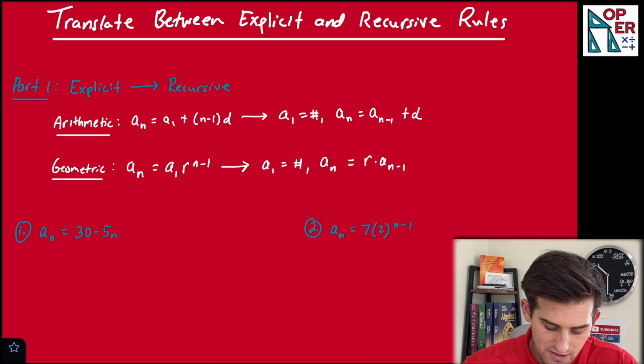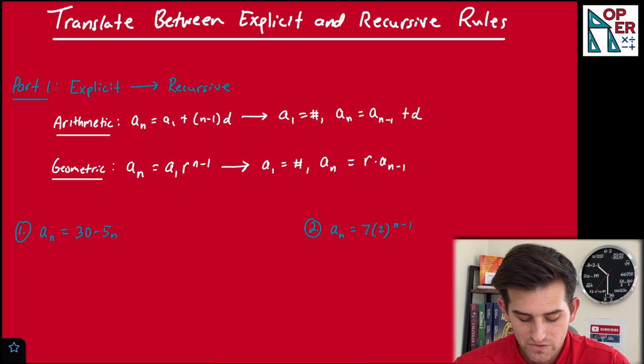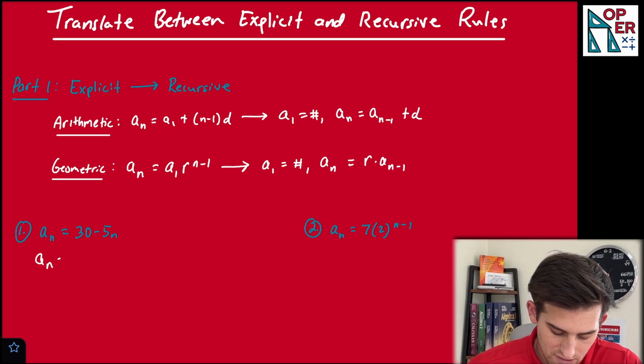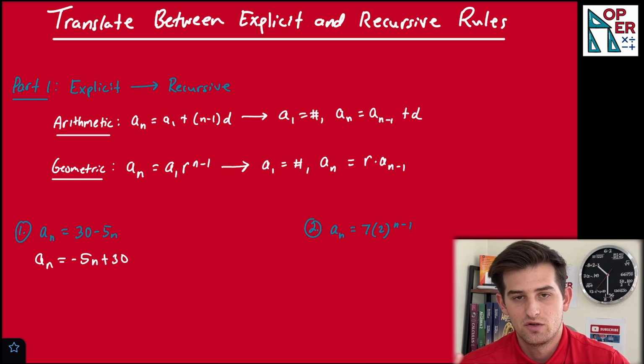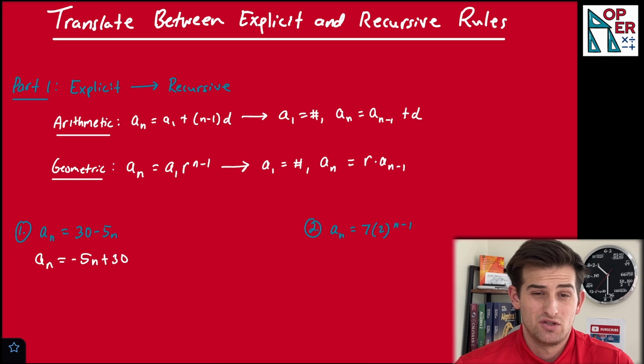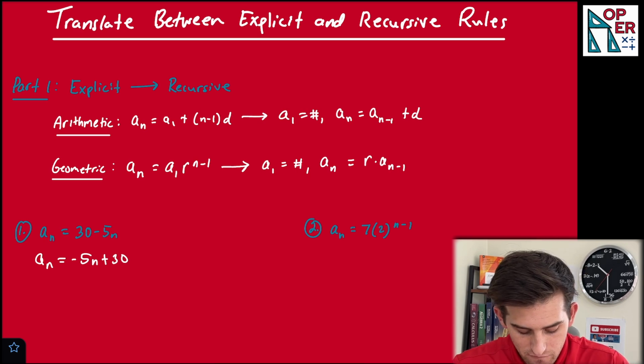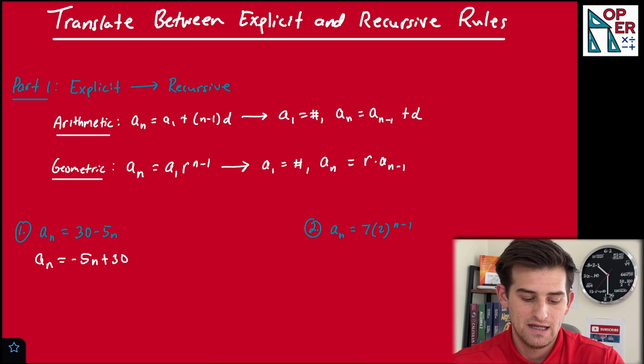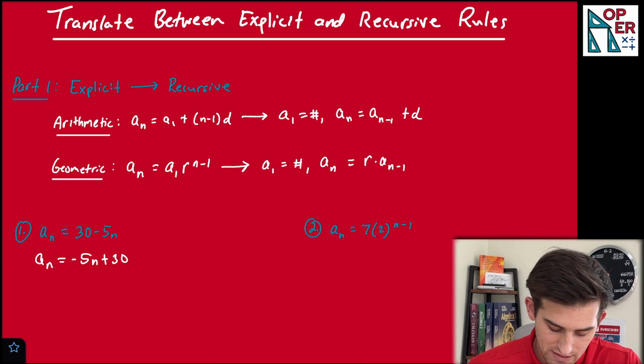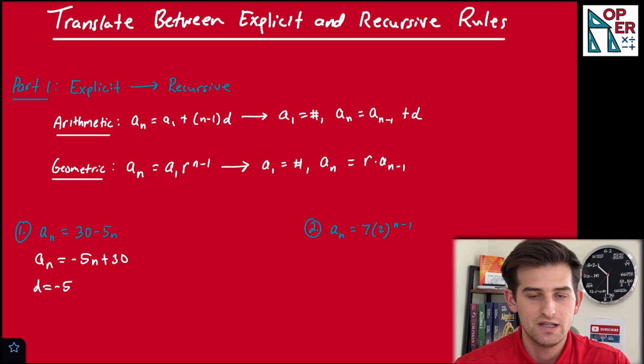So we see we have a sub n equals 30 minus 5n. So we could also write this as a sub n equals negative 5n plus 30. A different way to write it, but essentially it's the same thing. Now for explicit, we need to realize that the coefficient of n is our common difference. So in this case, d is equal to negative 5. Now 30 is not my first term. Okay, we need to realize that.